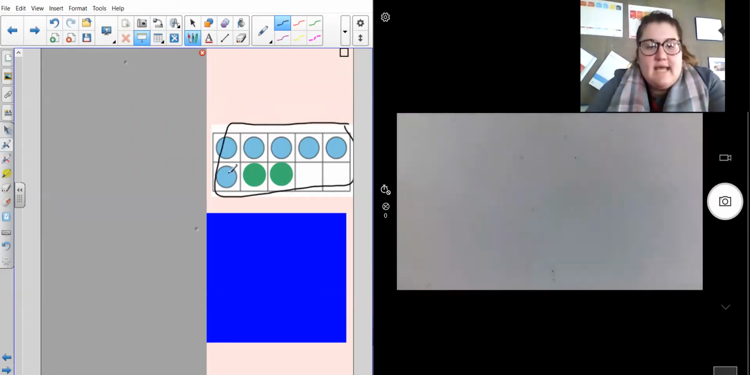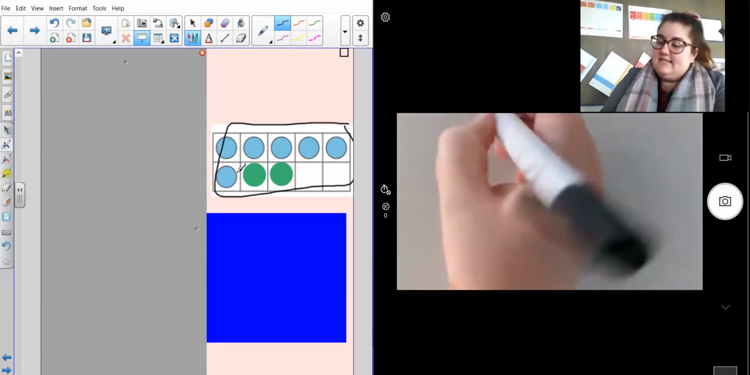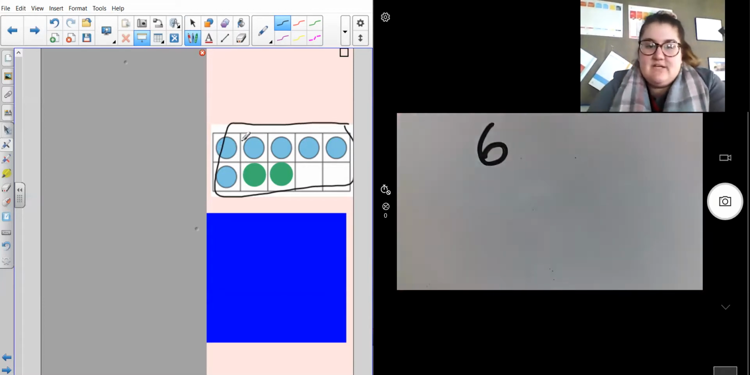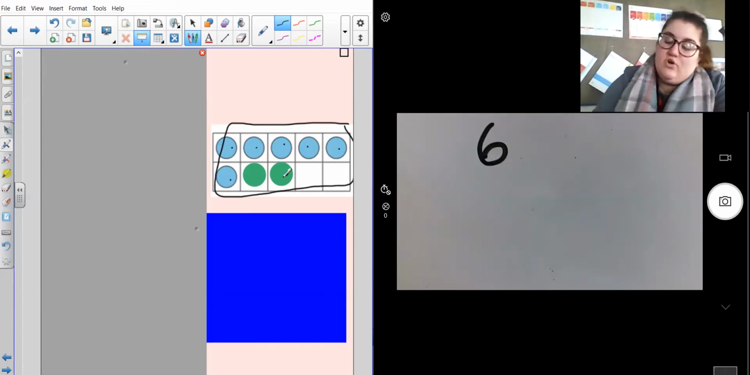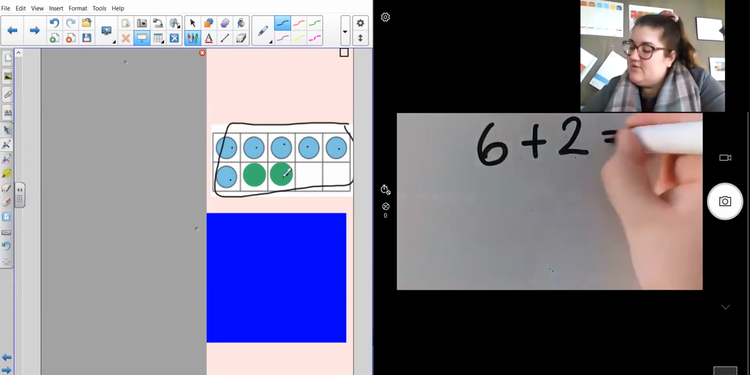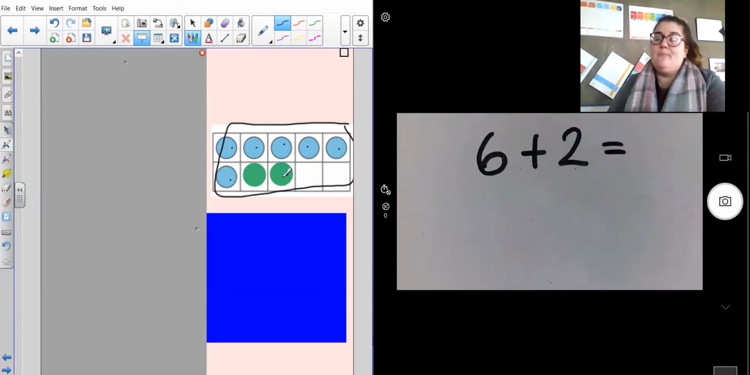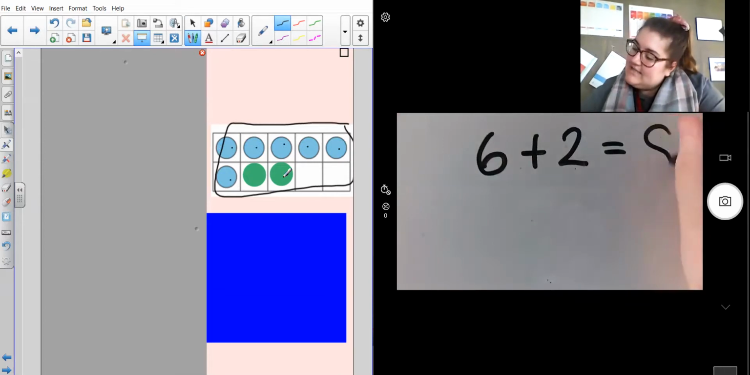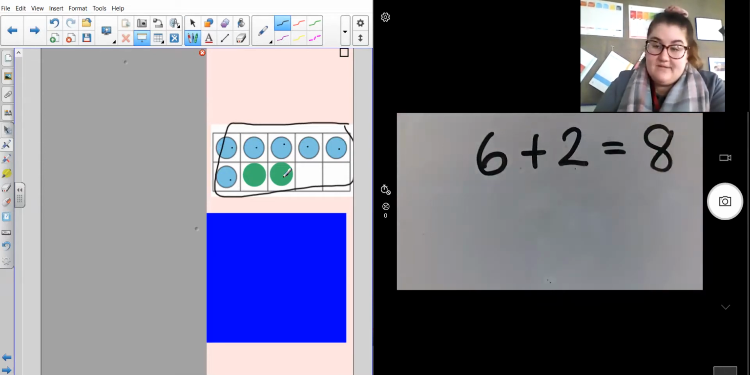So I can see 5 blue ones and 1 more. So 5 add 1 is 6. So I've got 6 ones here. 1, 2, 3, 4, 5, 6. And then in a different colour, I've got 2 more ones. So I've got 6 add 2. Put 6 in your head. 6, 7, 8. So I've got 8 ones all together.